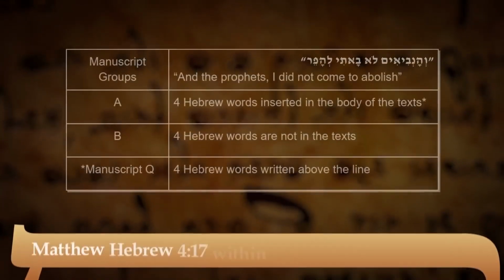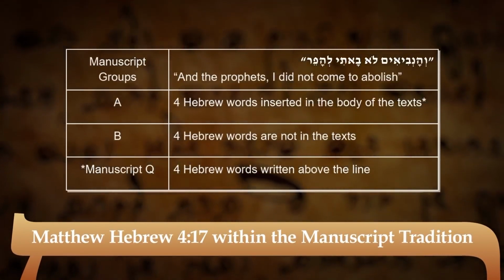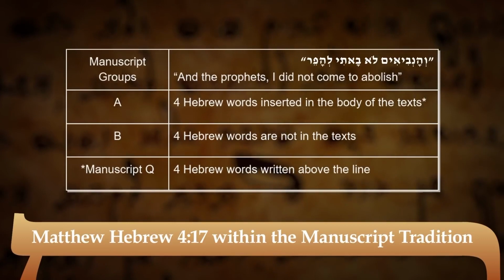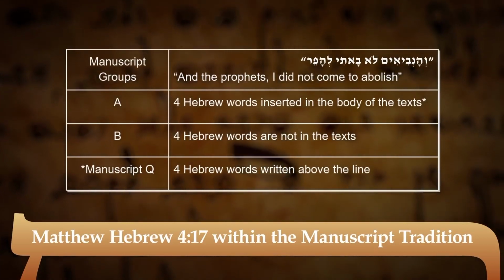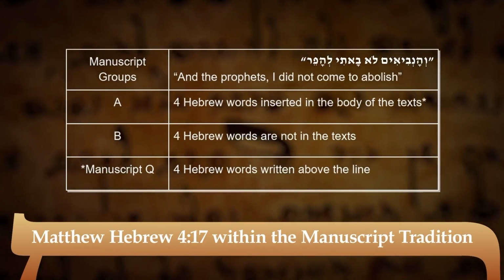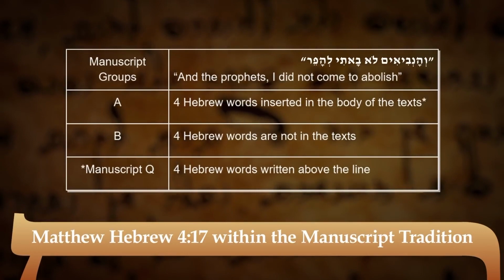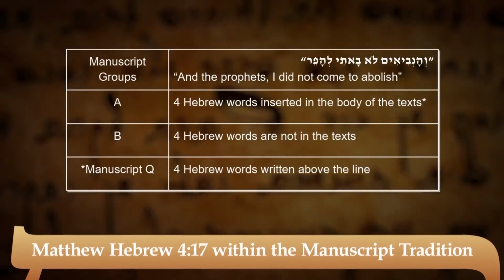So these 4 words were written above the line, and in all of the manuscripts from the A group, those words appear, but in all the other manuscripts, they're not written above the line, they're in the body of the text. And what that means is the next time they copied this, they copied those words into the body of the text. Now, we've got to ask a very important question. How do we know that they copied those words into the body of the text from above the line?